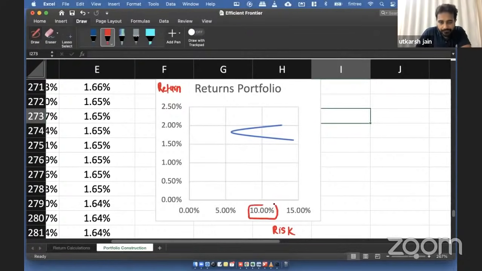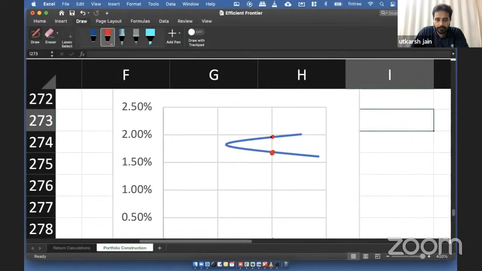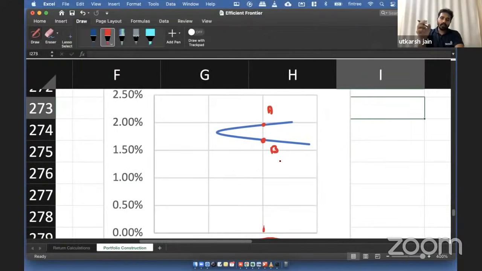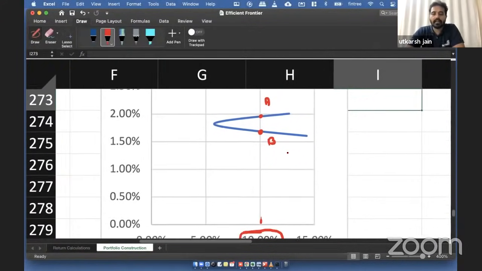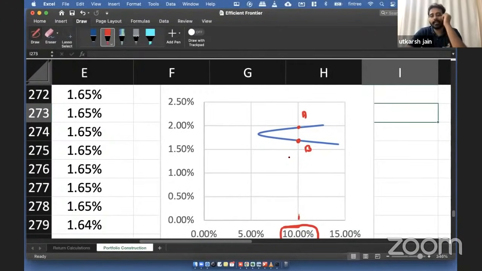Now let's say we have a client who says, I think I'm okay with a risk of 10%. So we say, okay, for 10%, let's see what portfolio we have. It looks like we have two portfolios. We have one portfolio here and we have one portfolio here. Let's call these portfolio A and portfolio B. Now you're the advisor of the client. What would you recommend to him? Would you recommend A or B? Obviously B, right?